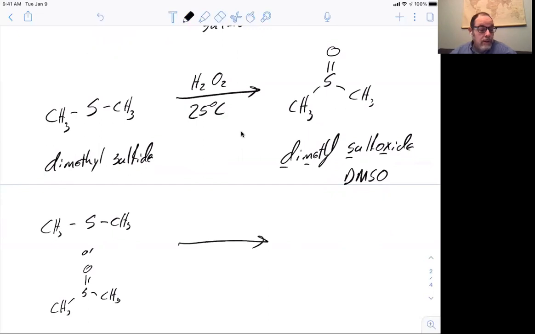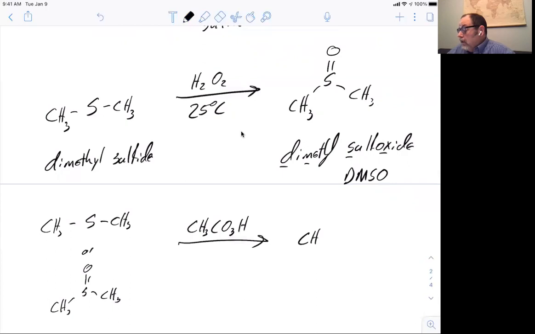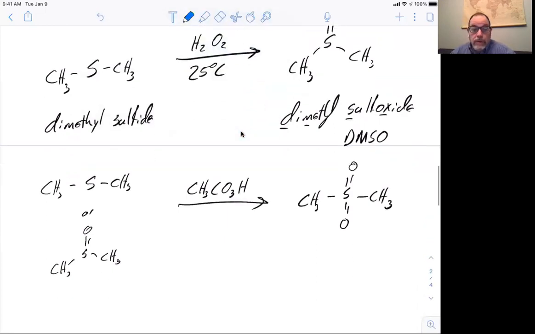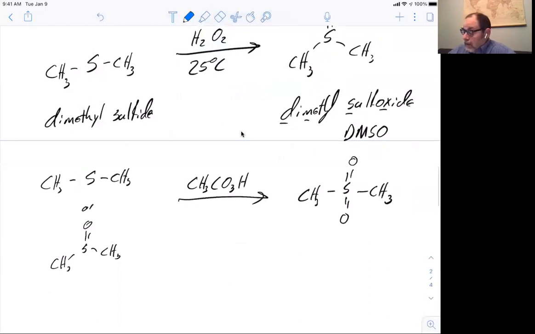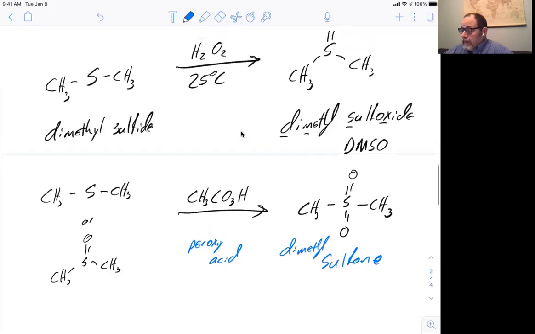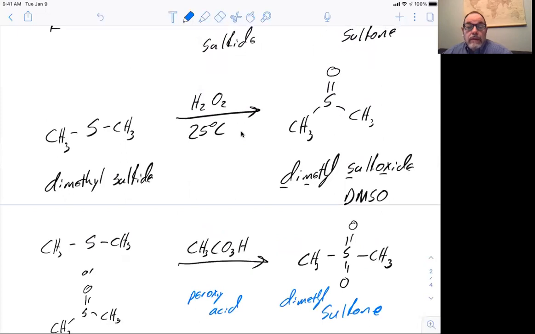We can also oxidize these with a little stronger oxidant, like the peroxy acids, to get the sulfone. Okay, and over here, notice either of those, so we can start either with the sulfide or the sulfoxide. This is a peroxy acid. So any of the peroxy acids will give us the sulfone. And this one would be the dimethyl sulfone. Okay. And we're not going to cover the mechanism on these oxidations.